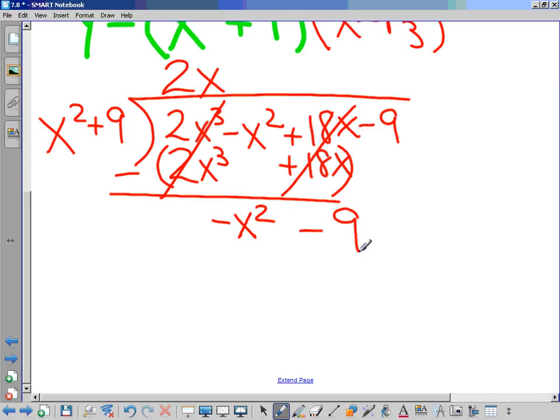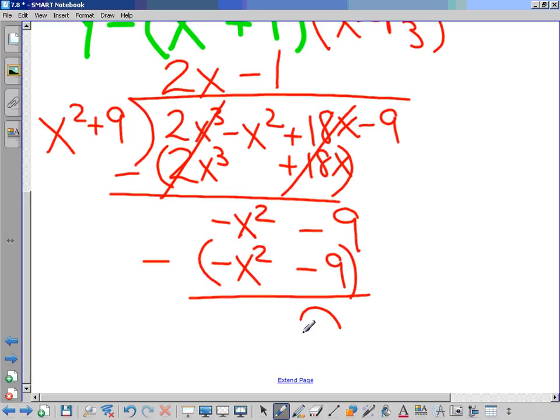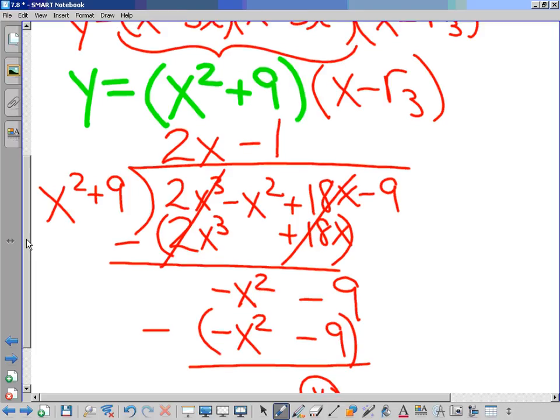We're now dividing x squared plus 9 into negative x squared minus 9. What would you multiply x squared by to get negative x squared? Negative 1, and watch what happens. Negative 1 times x squared is negative x squared. That's going to be nice. Negative 1 times 9 is negative 9. And what happens when you subtract this quantity? You get a remainder of 0. So we now found x minus r3. We now know the other factor, actually, of this problem.